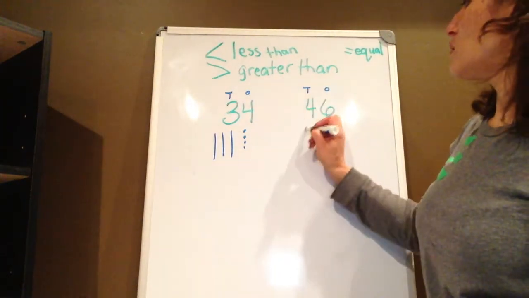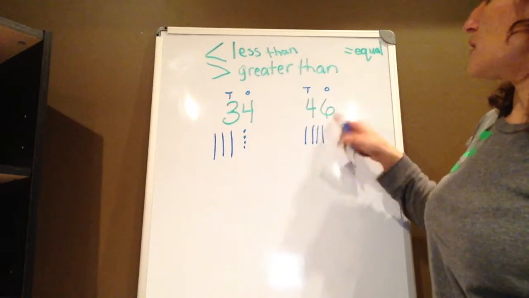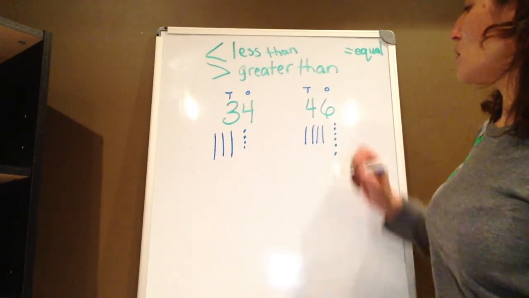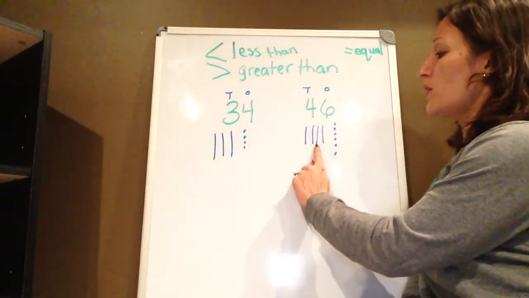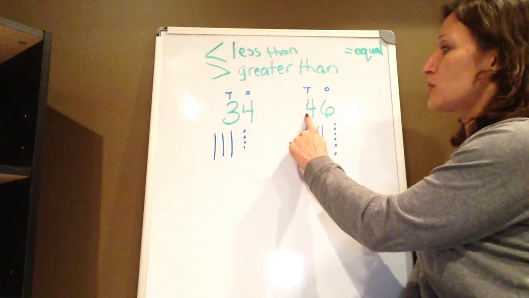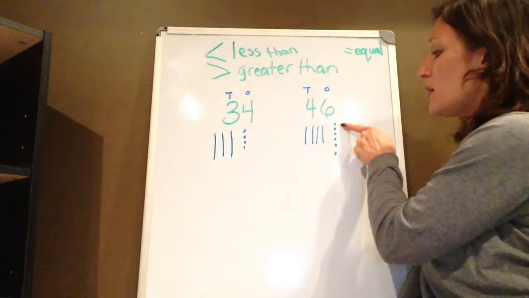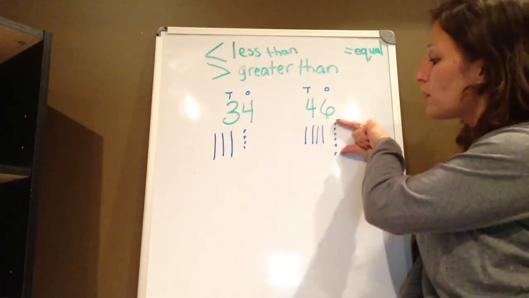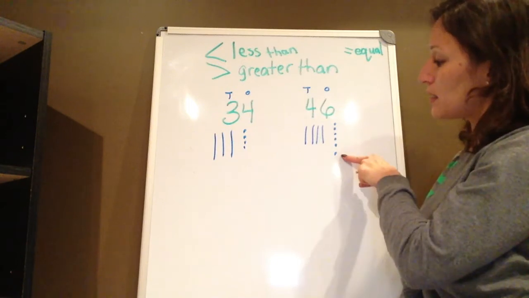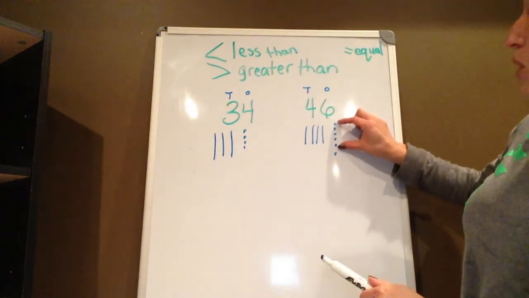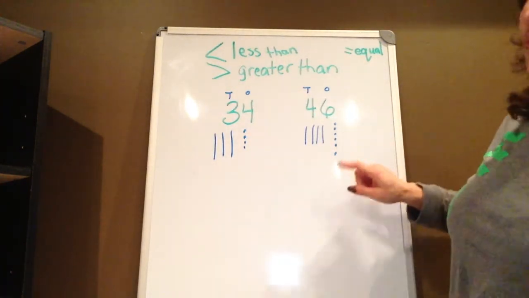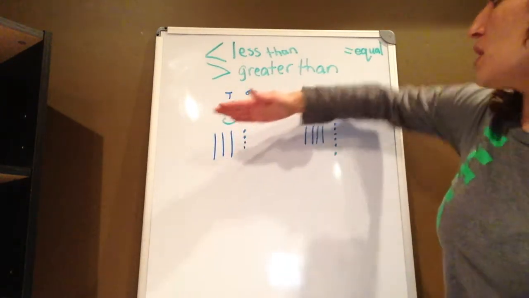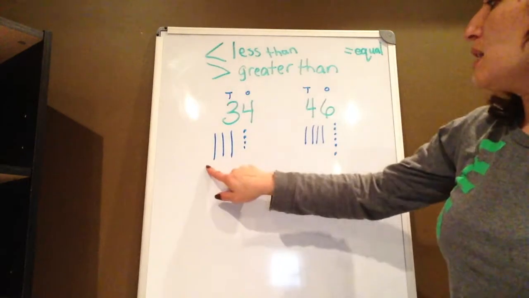4 tens and 6 ones. 10, 20, 30, 40 matches the 4 in the tens value, and 6 ones. 40, 45, 46. See how I use that quick count way instead of counting each one? It's faster and easier.